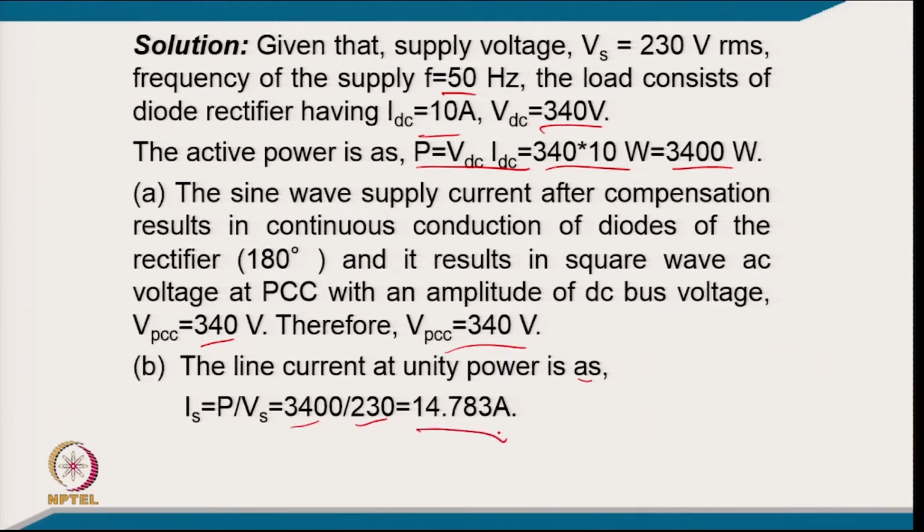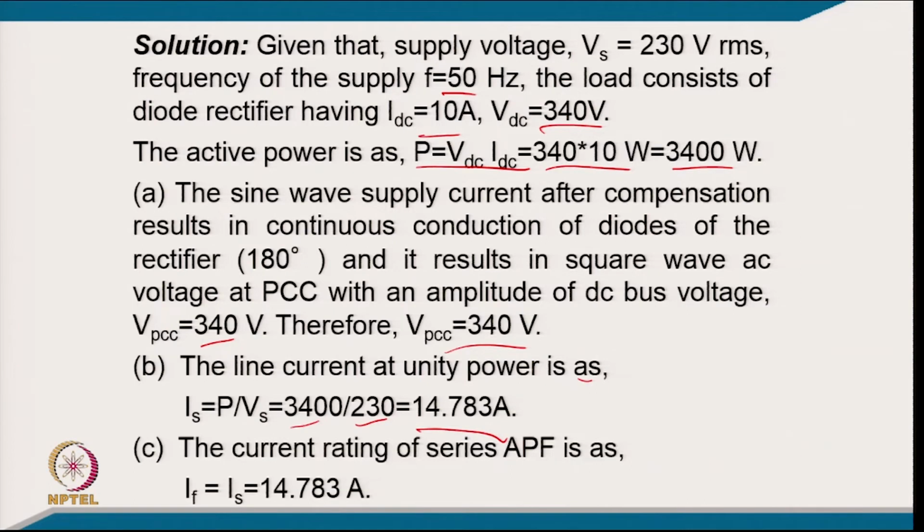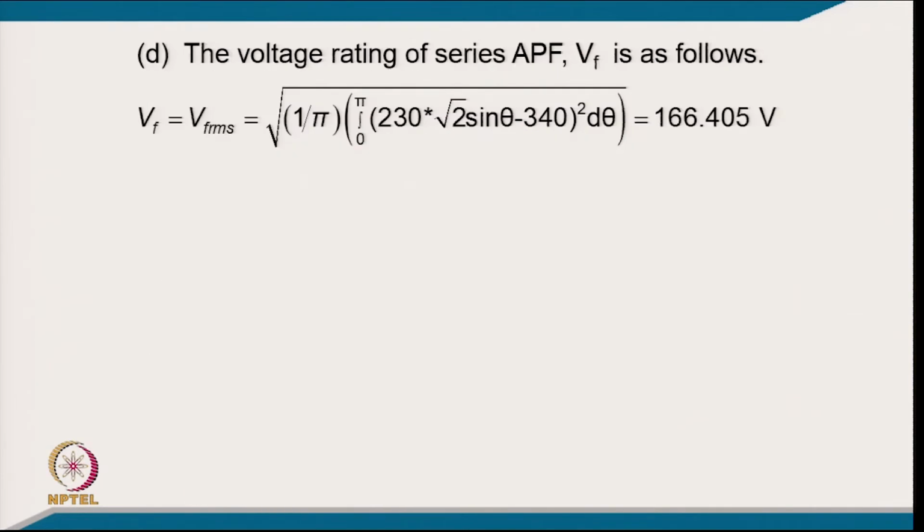So, we get typically 14.783 ampere, and the current rating of the series active filter will be the same because they are connected in series. So, IF equals IS, 14.783 ampere. Now the voltage rating of the series active filter we can find out, VF equals VF RMS. Because of half wave symmetry, we can take only a half wave, 2 upon 2 pi, from 0 to pi, of the 230 volt RMS sine wave peak minus the 340 volt square wave, and we take the RMS of it.